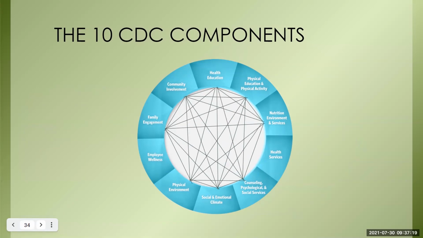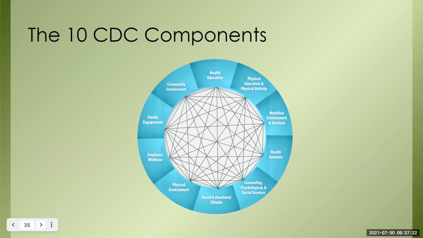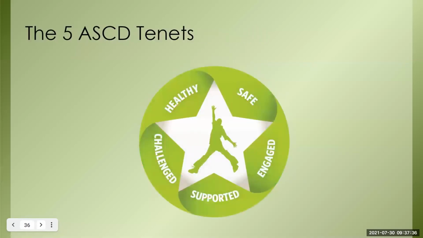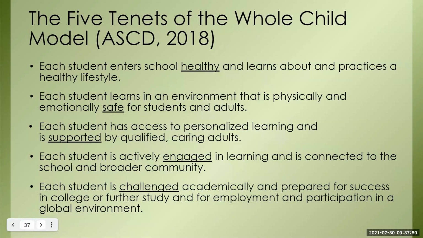And then finally, in the end, when you've got all of the components talking to one another, we really have developed a safety net of programs and policies and procedures that are going to make sure that fewer and fewer kids fall through the cracks. And that's what the 10 components are for. The 5 components, the ASCD tenets, are that our kids are healthy, safe, supported, engaged, and challenged. And so if we have those 10 components talking with one another, our kids are going to feel these things in school. And so that's the whole idea behind the whole child model.